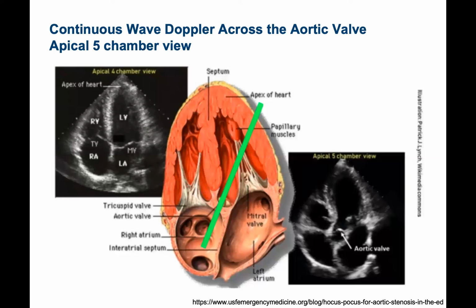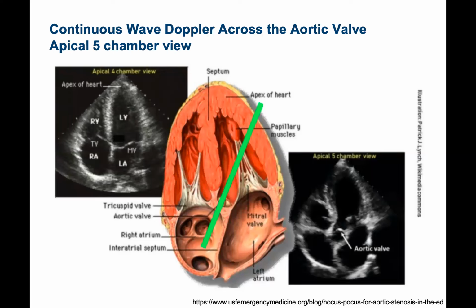So what type of Doppler are we going to use? If you remember, there's continuous wave and pulse wave. So pulse wave gives you the velocity at a specific location, but it can't really do high velocities. So we used pulse wave in previous lectures when we were talking about the velocity of blood in the LVOT to calculate, oftentimes in POCUS, a VTI. Here, we're going to use continuous wave Doppler.